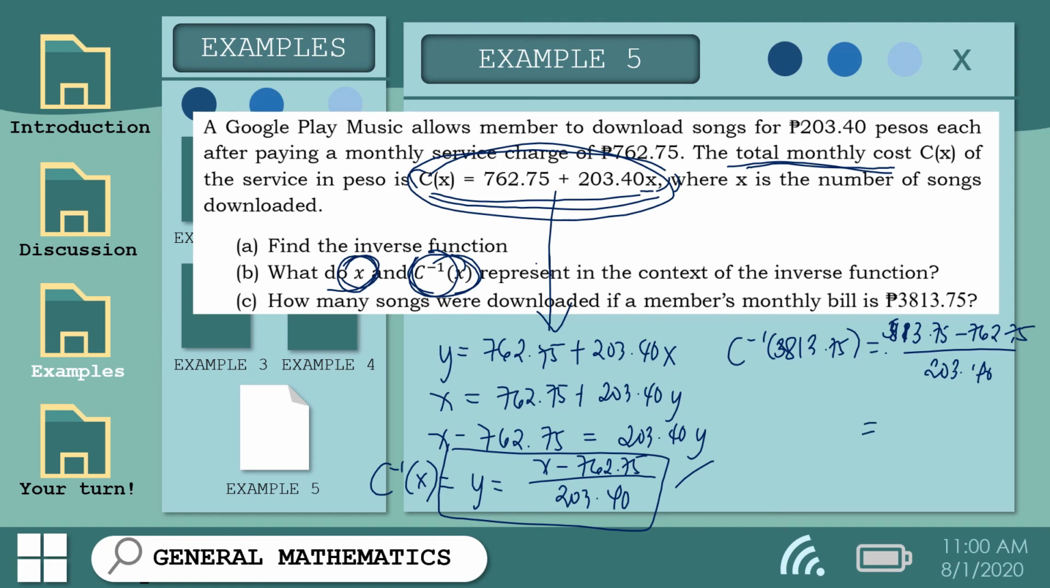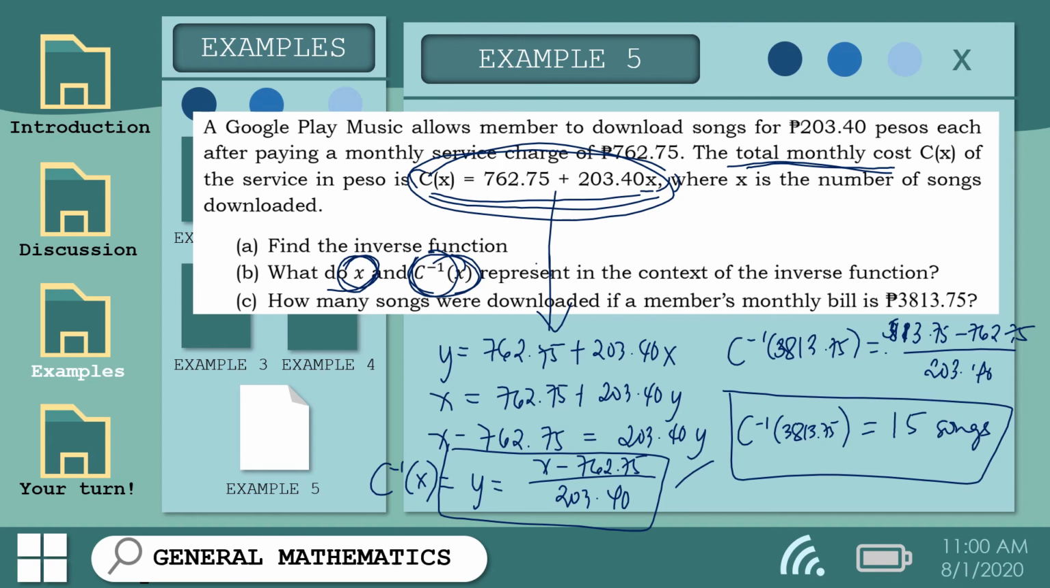We have now equal to 15. So, 15 po yung number of songs downloaded kung ang monthly bill mo ay 3,813.75. Ganun lang po siya kasi. Okay?